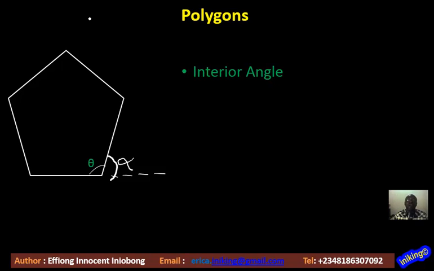Of course, I can create another exterior angle by extending this side, for example, and that will also represent the exterior angle of the polygon at that point. So we can have several exterior angles. I can call that alpha 1. I can call this alpha 2. So now we know what the interior angle of a polygon is and what the exterior angle of a polygon is. The interior angle is simply the angle between two adjacent sides.